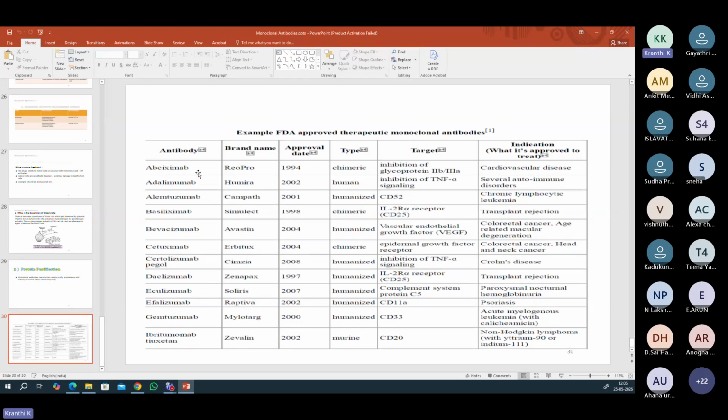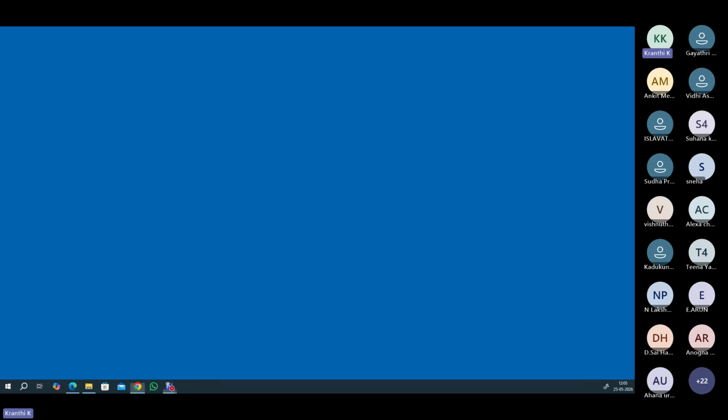Abciximab, it's a chimeric antibody for cardiovascular disease, for inhibition of glycoprotein 2B/3A. Okay, bevacizumab, brand name Avastin. It's a humanized antibody against vascular endothelial growth factor, used for colorectal cancer and age-related macular degeneration. Like this, we have different monoclonal antibodies available in the market. So this is about the monoclonal antibodies.